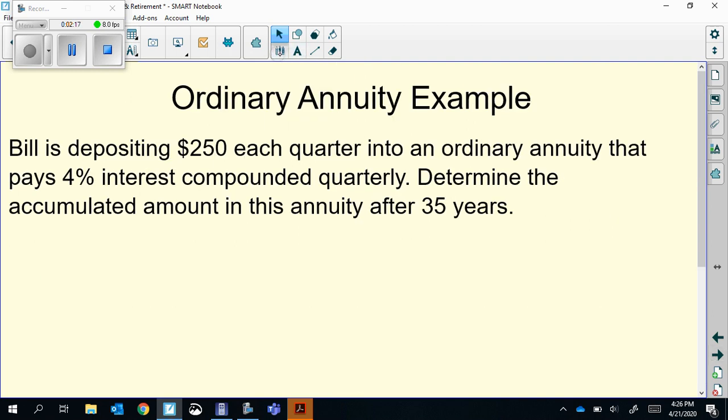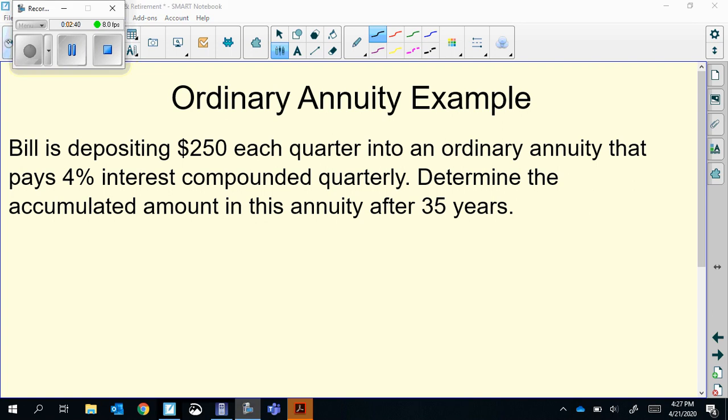So we're going to look at Bill's depositing $250 each quarter into an ordinary annuity that pays 4% interest compounded quarterly. So it pays in each quarter and it's compounded each quarter. We mentioned that those need to match for this formula. Determine the accumulated amount in this annuity after 35 years.